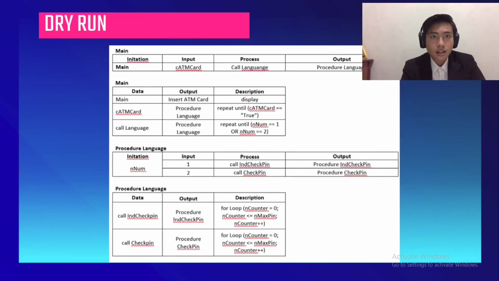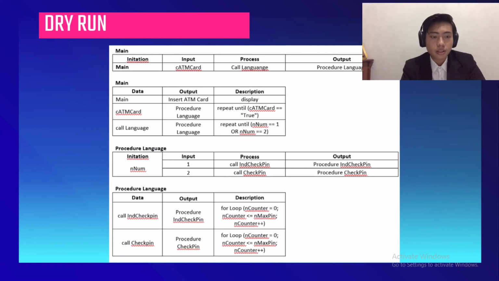In this section, I will explain about the dry run of the automatic teller machine prototype. Firstly, the initiation. Input: ATM card, process: call language, output: procedure language. It means if the user inputs their ATM card, the ATM will call a procedure language.